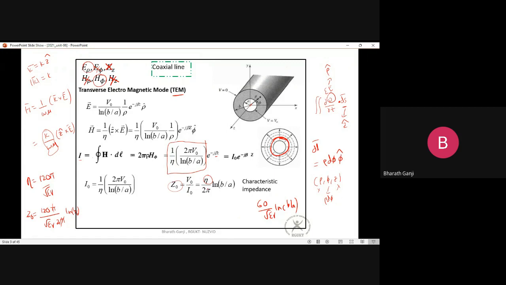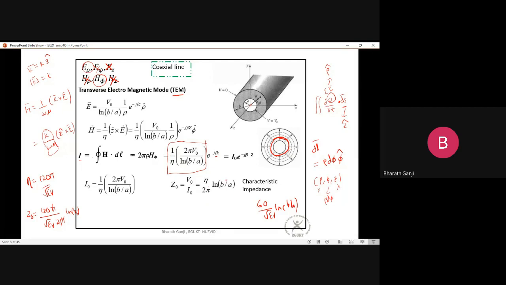If you do wave analysis, you define for electric and magnetic fields the wave impedance, or intrinsic impedance, and for TEM modes we have defined the wave impedance. The characteristic impedance is for transmission line analysis, and is nothing but the ratio of voltage and current. The impedance value we get for this line is eta by 2 pi times ln of b by a. This is a very important expression which I want you to remember, because you can find many questions based on it in competitive exams also.